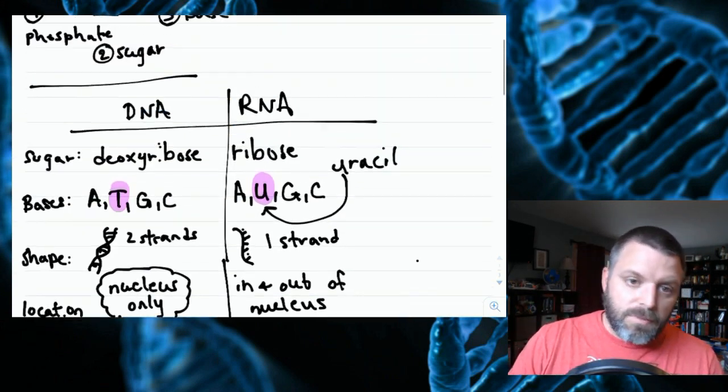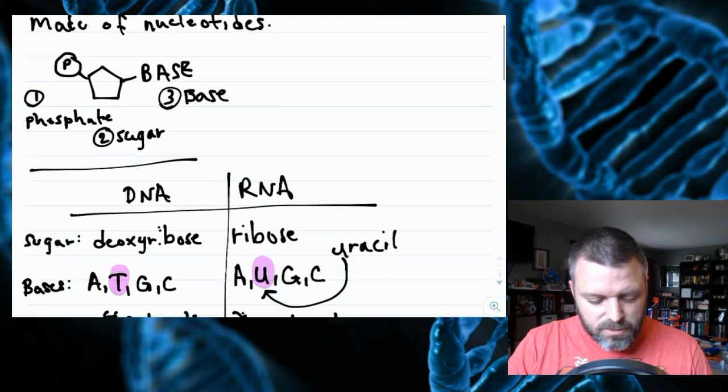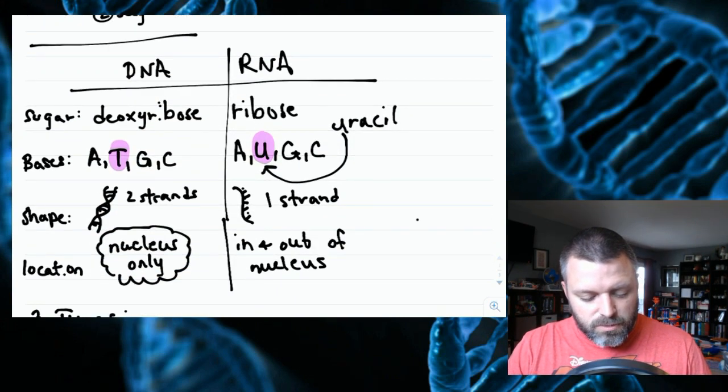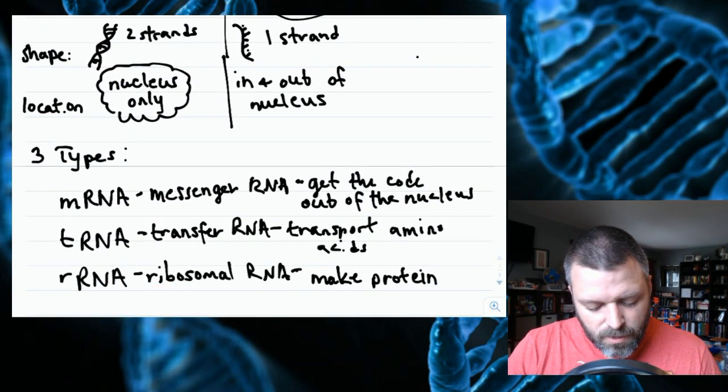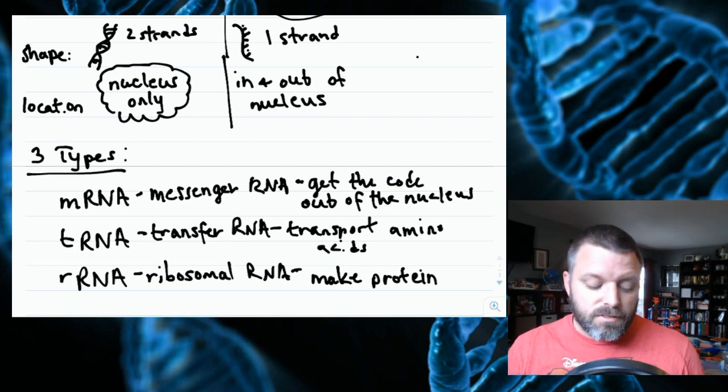So that's the main notes for today. There's not too much to it, a little bit more than seven minutes. You have two similarities between DNA and RNA. You have the three differences between DNA and RNA, and then you have the three types of RNA.